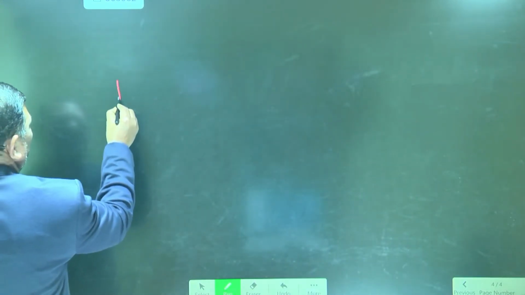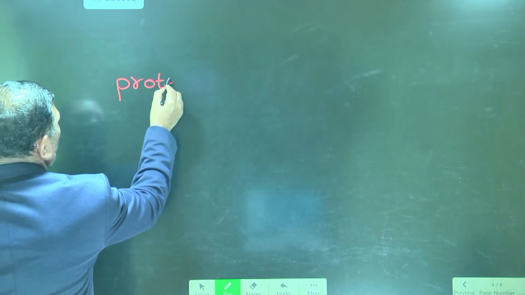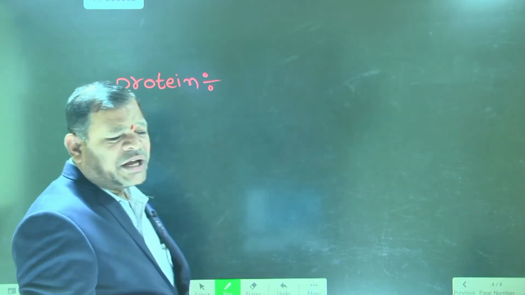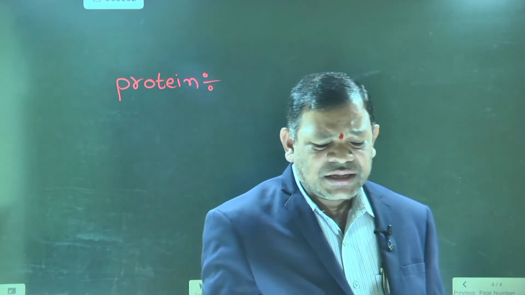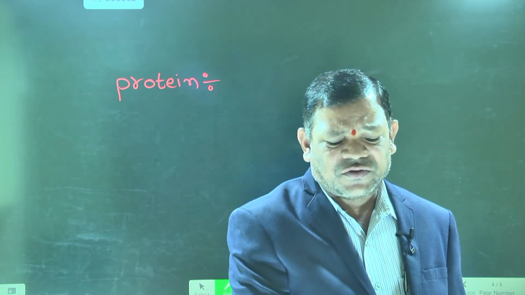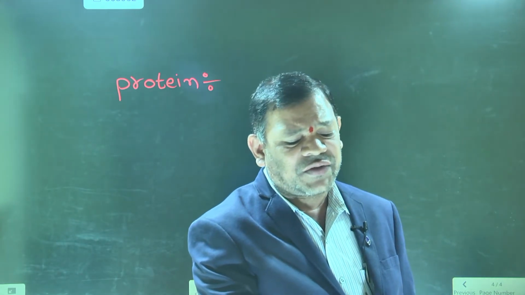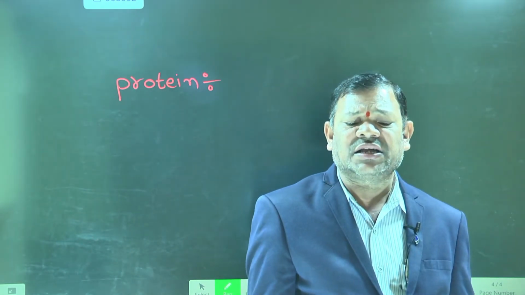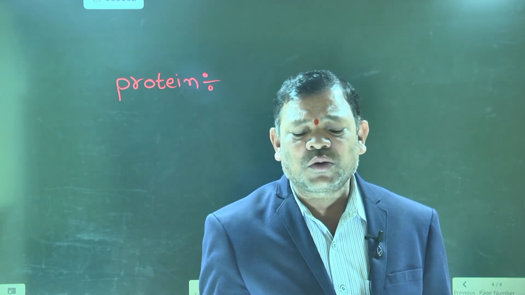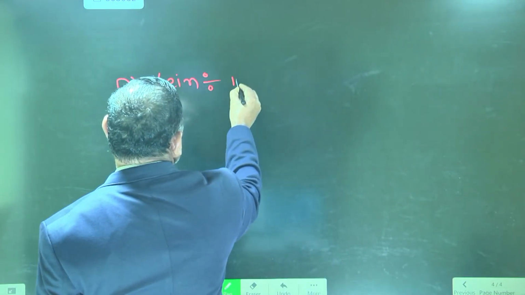Next, second one, protein. Protein is also one type of nutrient. Proteins are components of food required for growth, body building, and repair of damaged tissues. What are the functions of proteins?